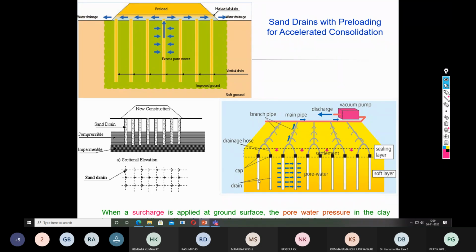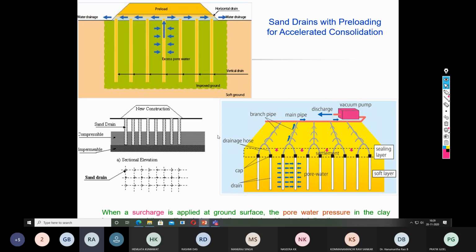These are all the drains. These are the caps, and they are connected to the drainage. So this is the network of drainage. All the network of drainage is again connected to the vacuum pump or the pump, which collects all the water and discharges it to the nearby drain. And this is how the soil undergoes the accelerated consolidation process.